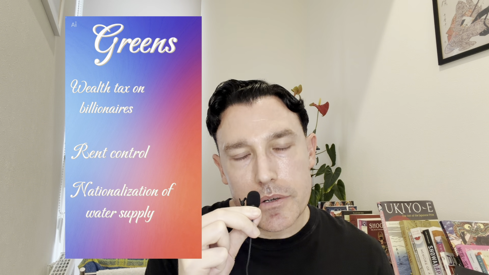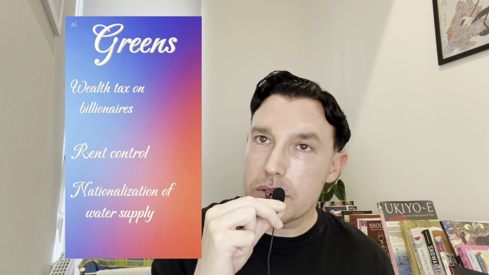Another part of their platform is renationalizing the water system. So in 1989, Margaret Thatcher privatized the water system, but it has not gone well. There have been sewage spills in lakes and rivers. Their executives have been paid too much, and of course there are steadily rising bills for consumers.